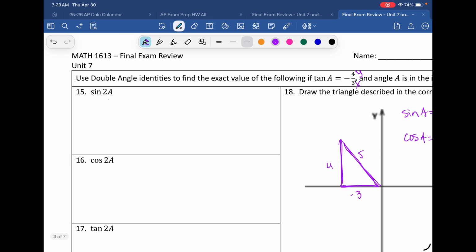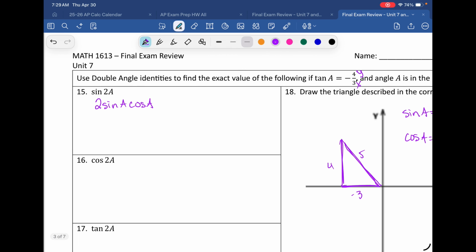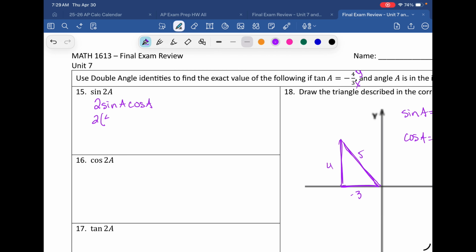Okay, double angle for sine is 2 sine cosine. So plug in. That's going to give me negative 24 over 25. 2 times 4 is 8. Negative. Yep.